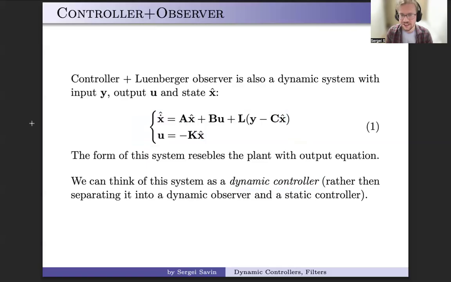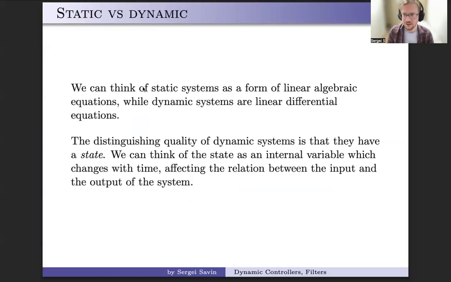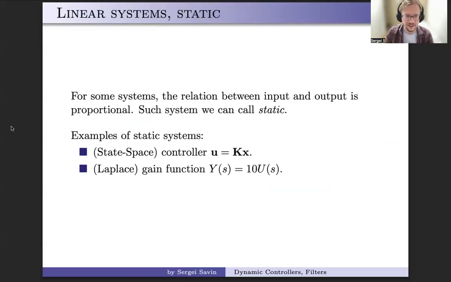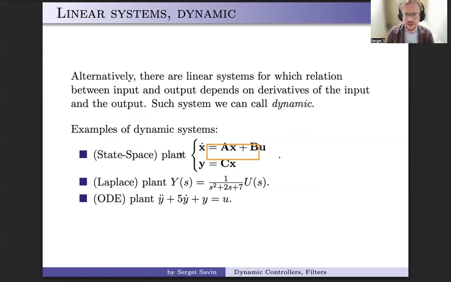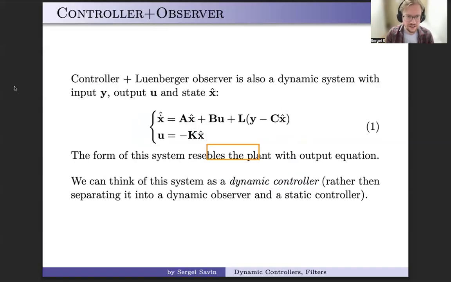So with that, we can see the difference. A static controller was something like this, right? Something like this. That is a static controller. Or a dynamic controller is something like this. Something like what we see on this slide. Yeah? This guy. That is the dynamic controller. So a dynamic controller has its own state.